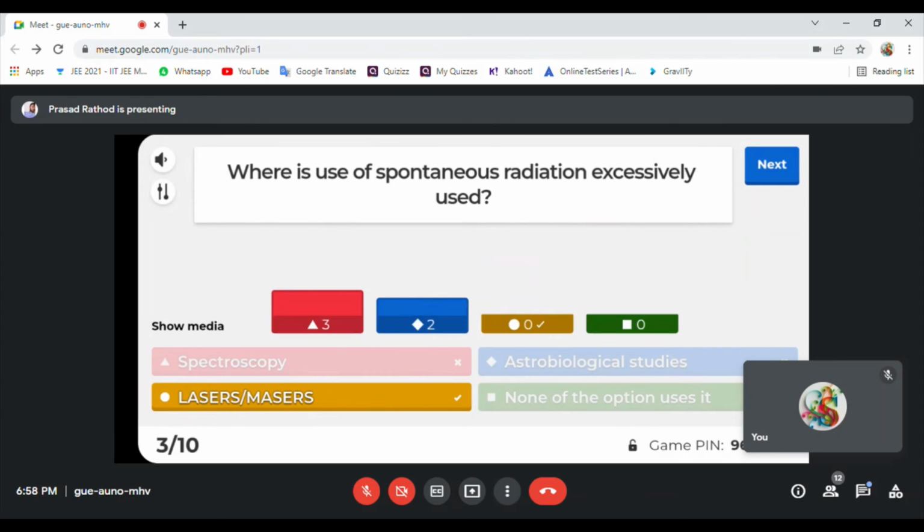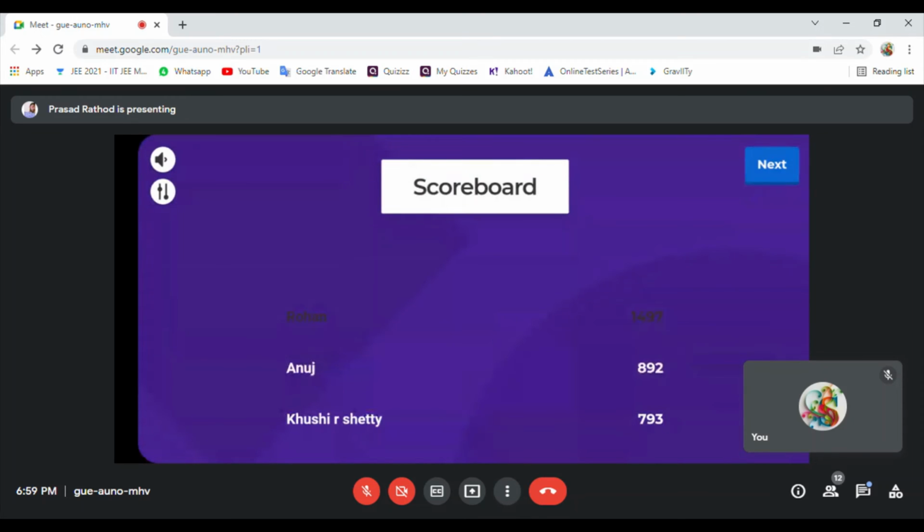It's basically that the spontaneous radiation phenomenon is used in exciting the laser or the maser in its metastable or unstable state. Okay. So let's see who's leading the scoreboard now. There is actually no one because no one has got the correct answer.